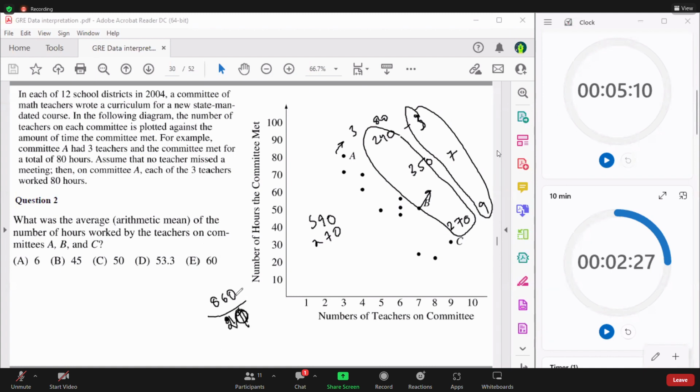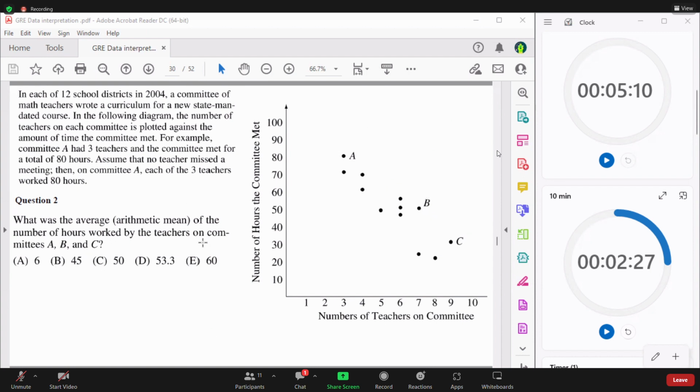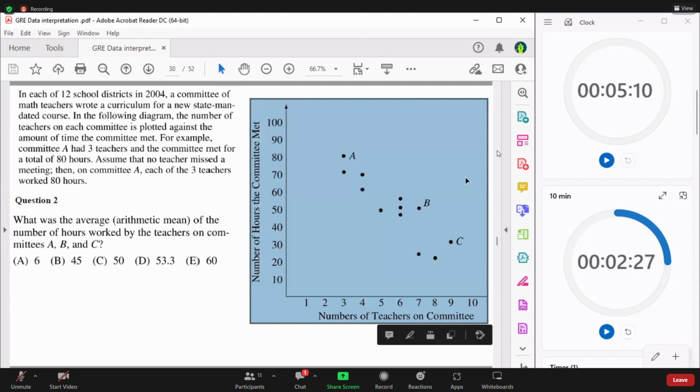So 860 divided by 20 is about 43. So 45 we can assume. The nearest option is 45, so 45 is the answer, because in this we can also approximate. Sir, one doubt. Should we only consider the topmost points in each? Yes, because this is the A, this is B, and this is C.